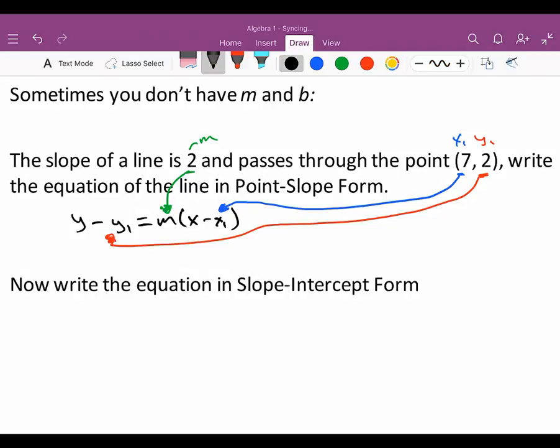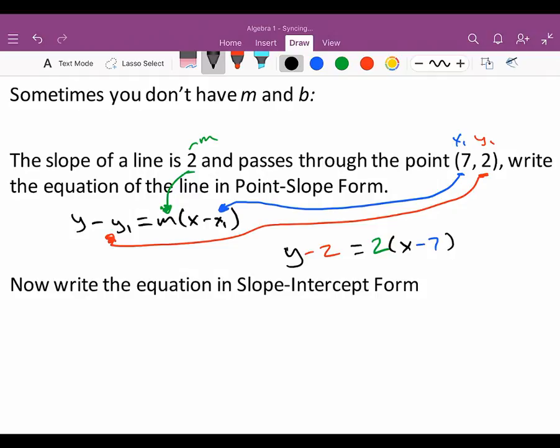So if I plug this in, y, and then y1 over here was 2, so I'm going to subtract 2, equals m, and we know m is the slope. It's over here, it's 2. Parentheses x, and then minus, well, x1 is the 7 value, so we're going to subtract that value of 7. And this is your point-slope form: y minus 2 equals 2(x minus 7).